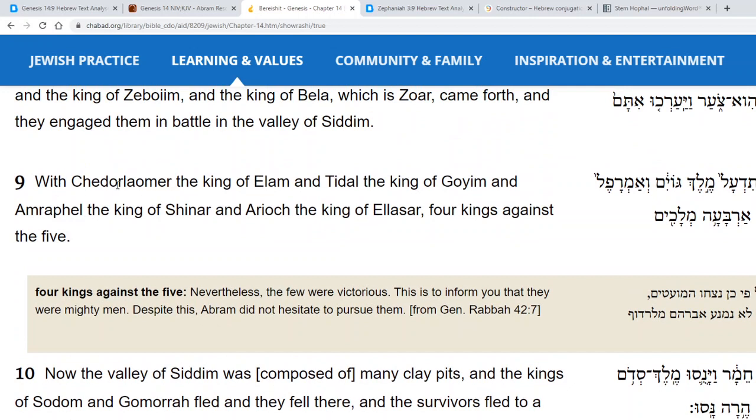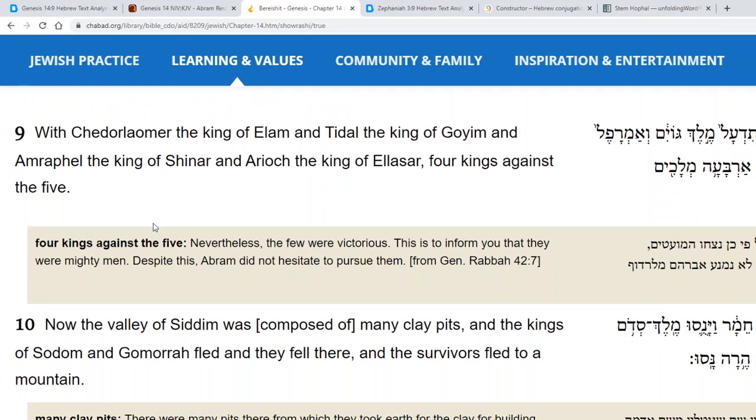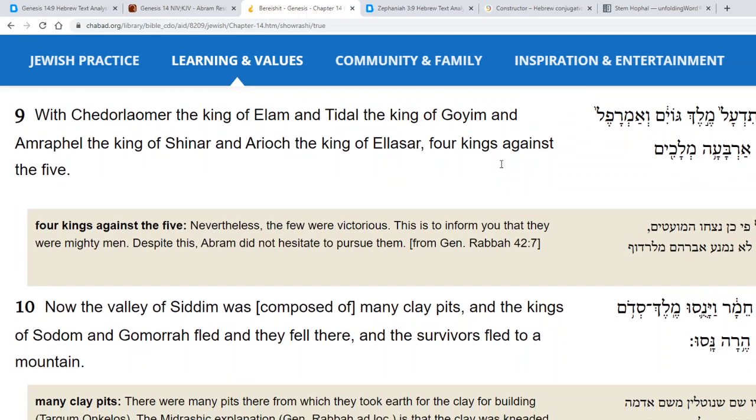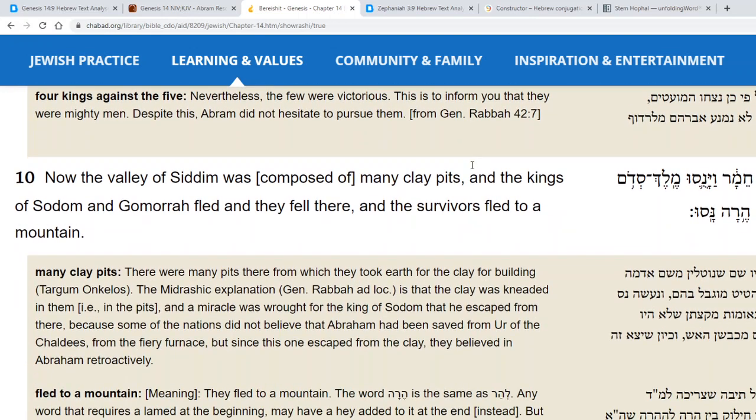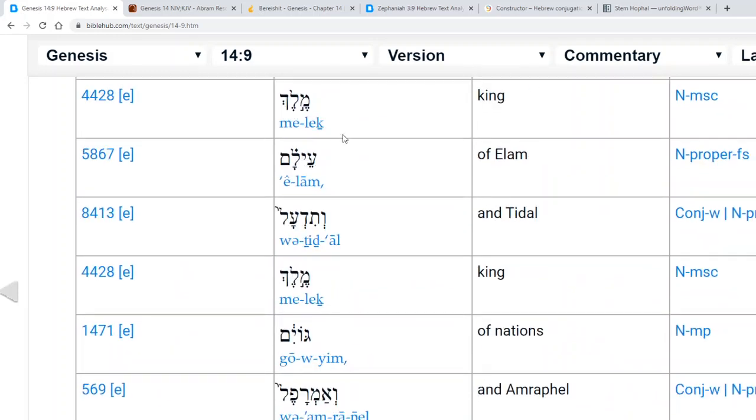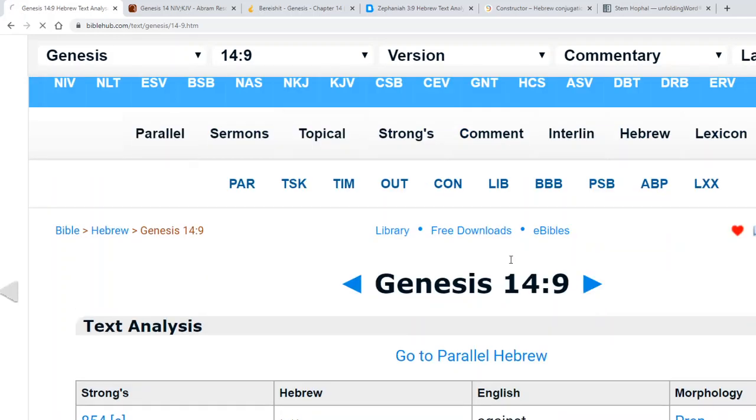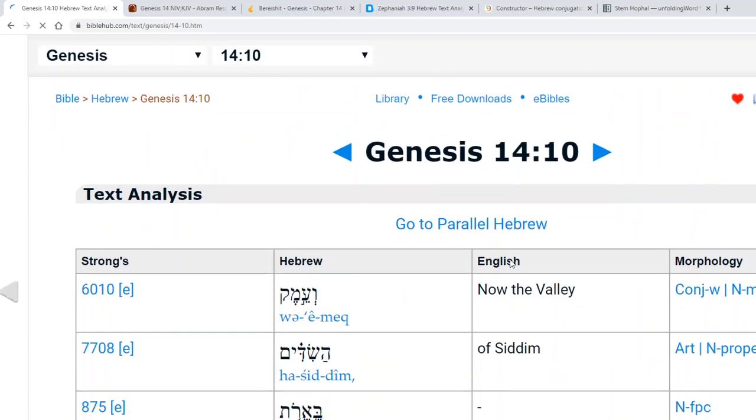And again, with Kedar Laomer, the king of Elam, and Tidal, the king of Goyim, and Amrapel, the king of Shinar, and Arioch, the king of Elasar, 4 kings against 5. Rashi says this is just to tell you that when it says it's 4 kings against 5, and these were the ones who won, these are people who were strong, even though it was 4 against 5, the 4 won. Okay. Meaning they overcame, right? Kind of a David and Goliath, I guess.